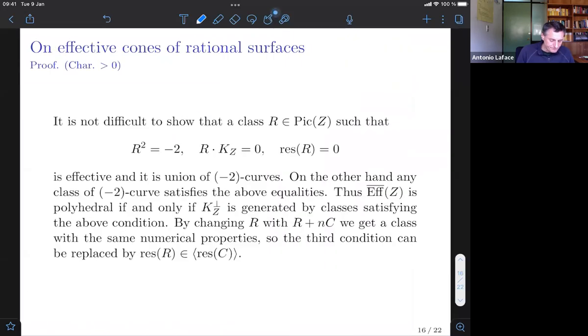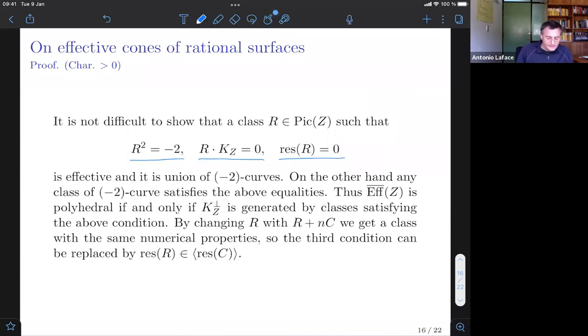And the observation is the following. So first of all, let me start with the class of a -2 curve. Then it has self-intersection -2, is orthogonal to the canonical, and has restriction, this res is a restriction to C, and trivial restriction to C because it's disjoint from C.